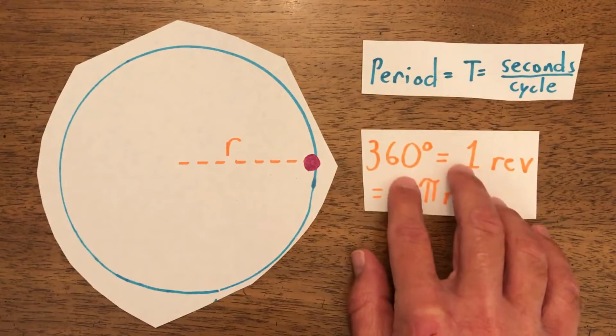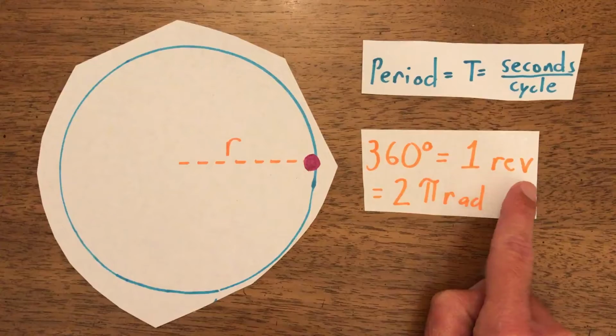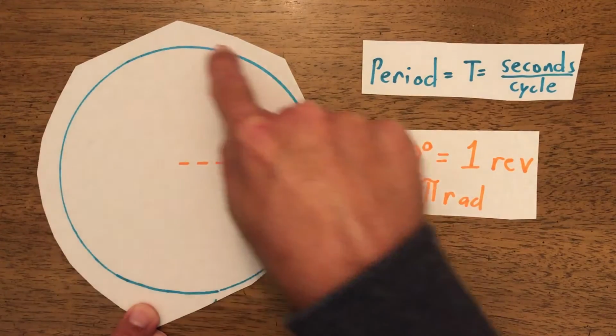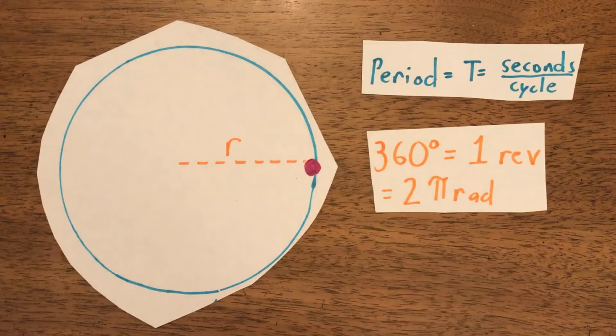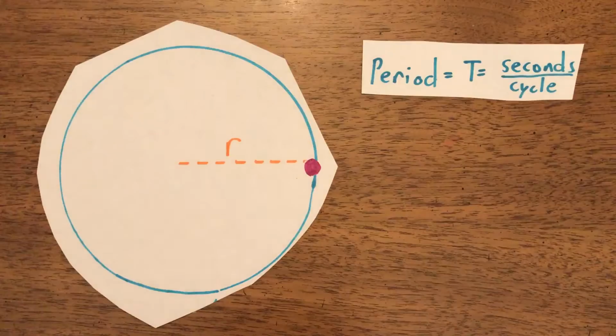By the way, in later units, it's going to be important to recognize that one revolution, one rotation, is the same thing as 360 degrees all the way around, which, using radians as our unit, is 2 pi radians. But we'll worry about that a little bit more later.